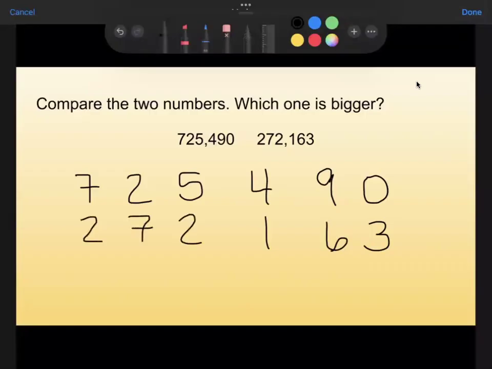And as always, we start with the largest place value that they both have. In this case, that would be the 100,000s place. And if I'm looking right here, I already have different digits. They're not the same. 7 is greater than 2, so that means the top number has to be the greater number, and I don't need to look any further. I can go ahead and make the symbol open to the larger number, which is the 725,000 one.